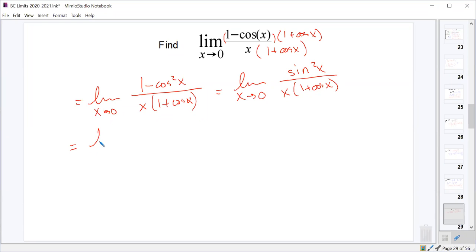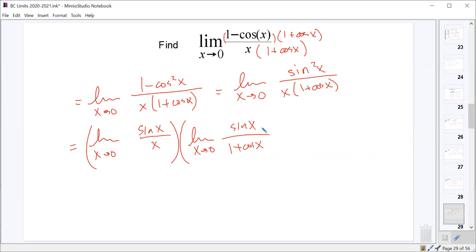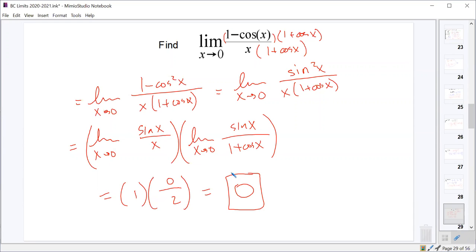And now we'll just split this up into 2 different limits. One that has a value we know, sine x over x. And the other that gets multiplied by it, which is everything that's left, sine x over 1 plus cosine x. The first limit is 1, and the second limit is 0 over 2, so we end up with 0. Everybody good there or no?